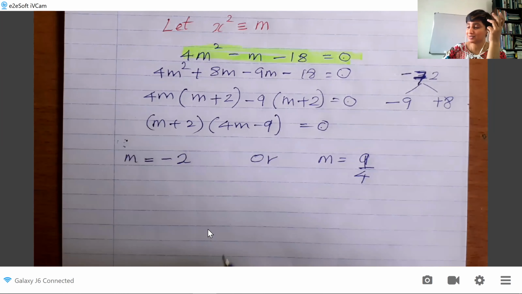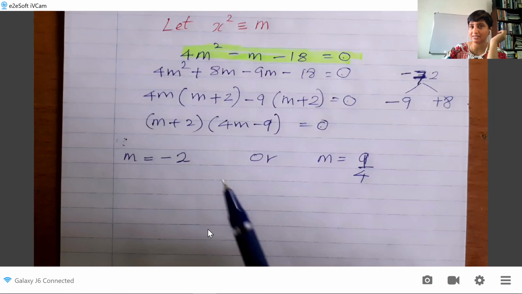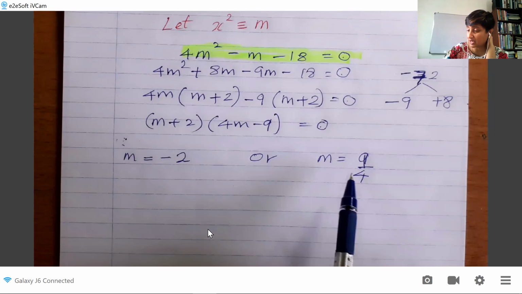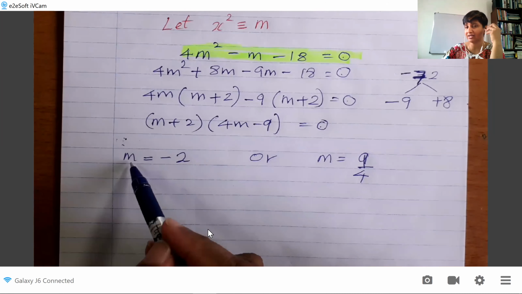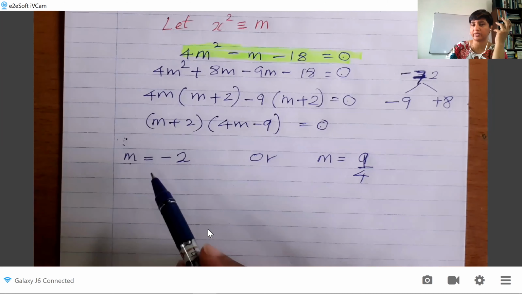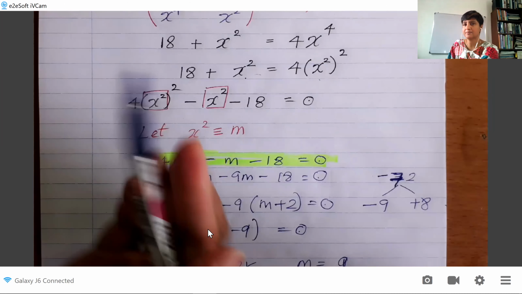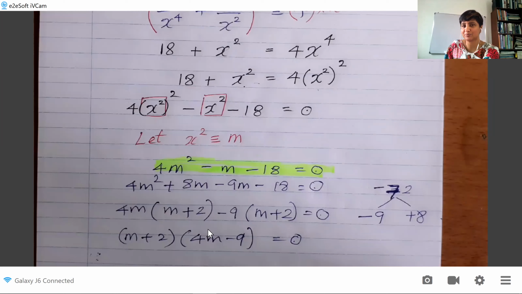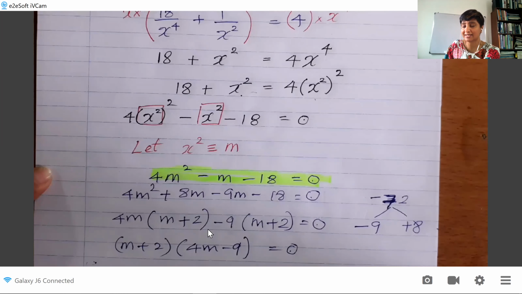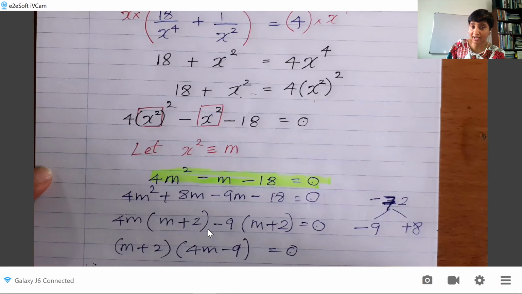Now there are the people who had given me these two answers. These are not the answers. These are the values of m. Who said to solve for m? I didn't even have an m in my original equation. I have to find what x is equal to. So don't ever forget to bring back your x.